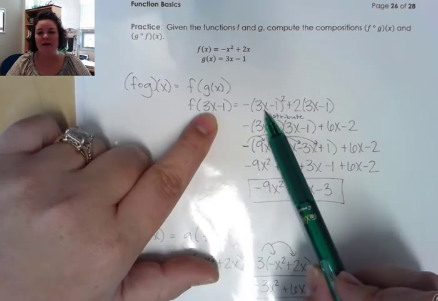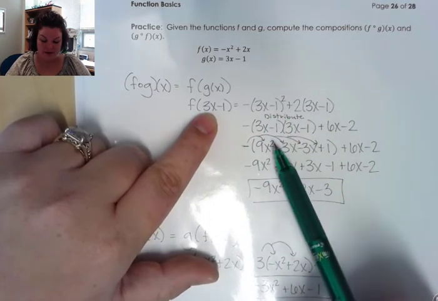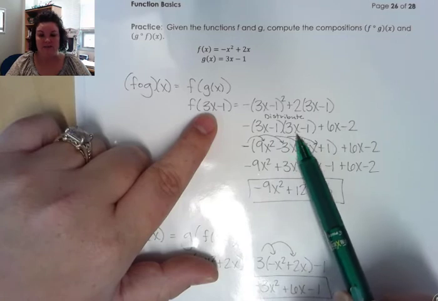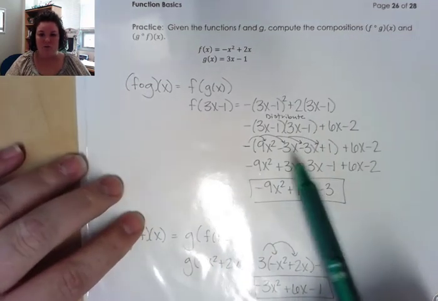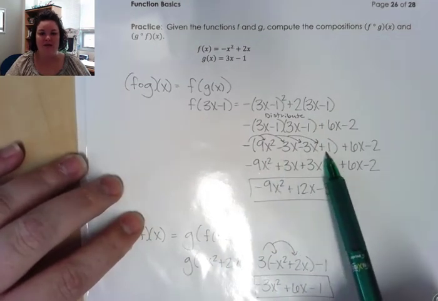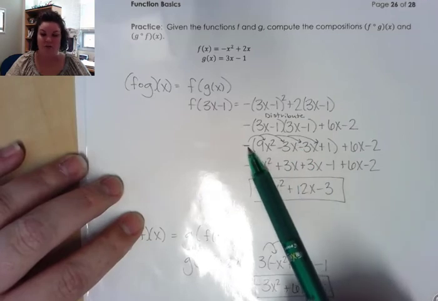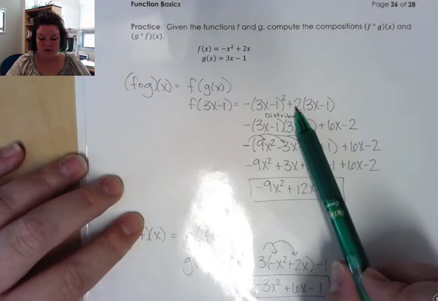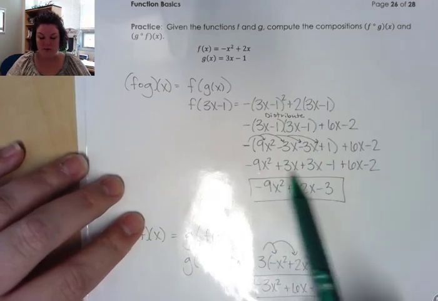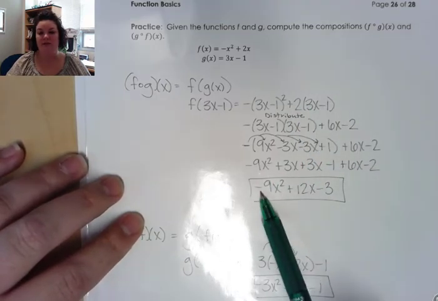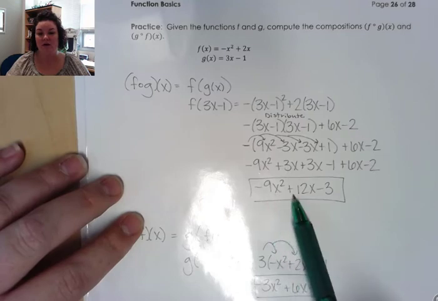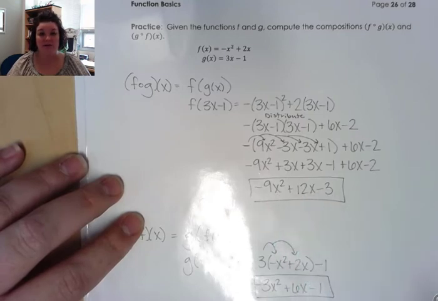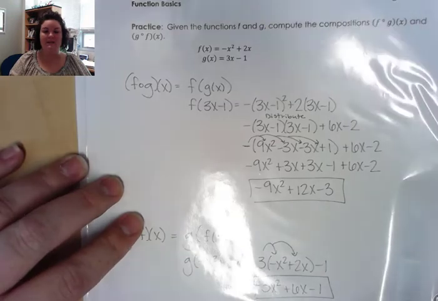So when we square 3x minus 1, we need to write it out as 3x minus 1 times 3x minus 1. And then once that's all distributed, you can go ahead and distribute in that negative to all those terms. You also need to distribute the 2. And then when you combine all your like terms, you should end up with negative 9x squared plus 12x minus 3. Let's look at the other direction.